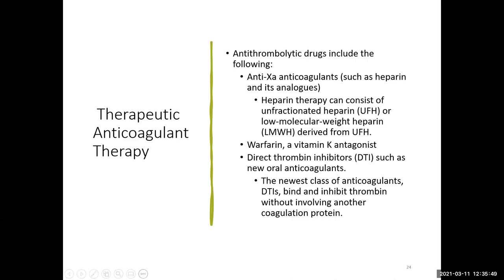Some of the newer medications aren't an antagonist against vitamin K. They work by other methods. So those, the restrictions of diet have lessened for most of the patients now.